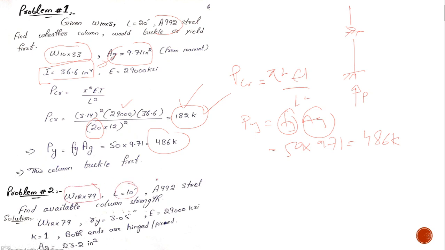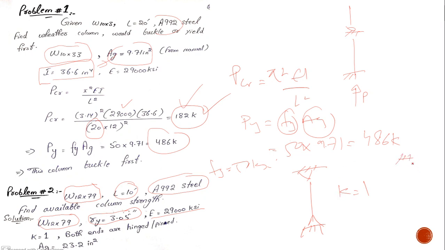Okay, next I have a question that is again a W section. The length is given. A992 steel is given, which means Fy is equal to 50 ksi. I have to find the available column strength. So from the manual I have gone to W12x79. I'll find the radius of gyration, which would be the minimum of Rx and Ry. The value of E would always remain the same, 29,000 ksi. You should memorize it. The value of K is equal to 1. K is 1 means both sides are hinged.